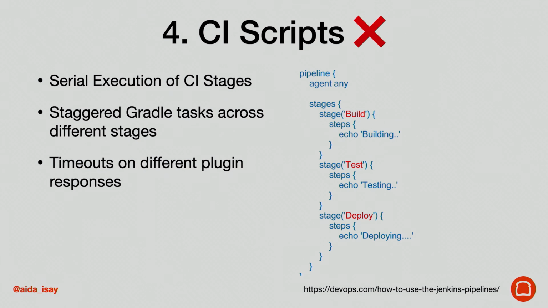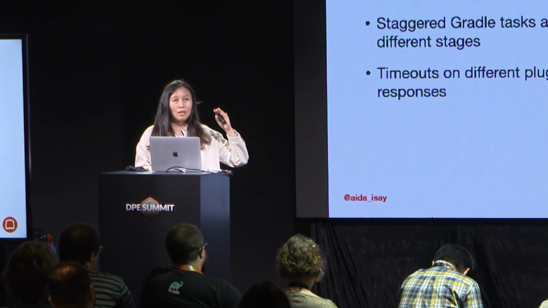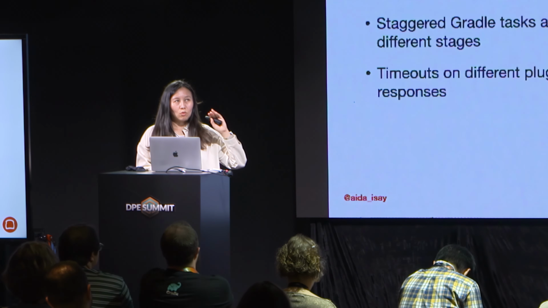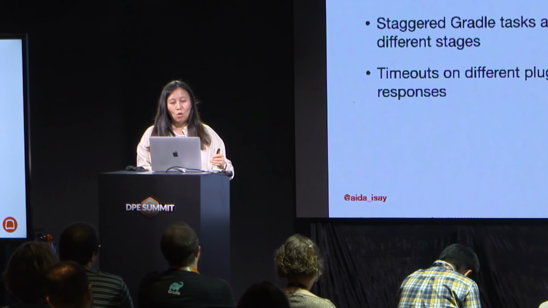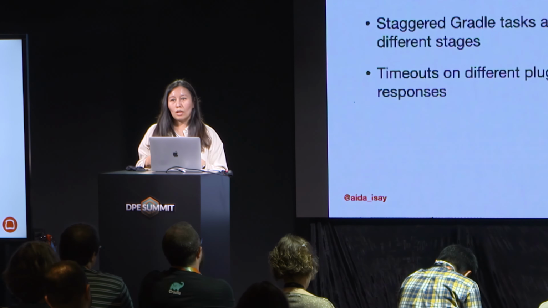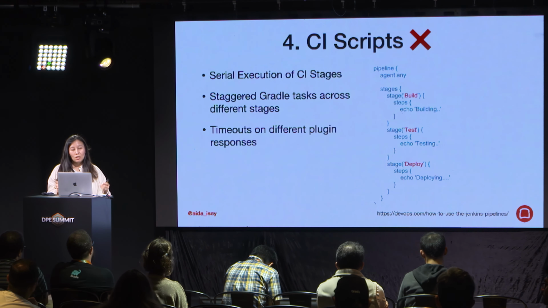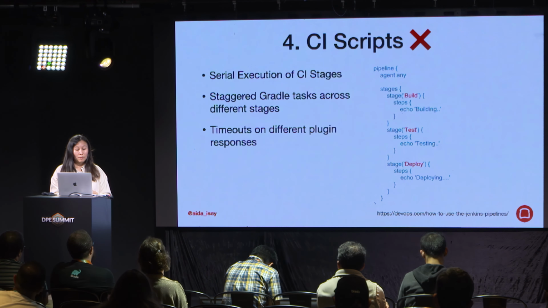We also noticed our Gradle tasks staggered across different stages. Let's say in one stage, the build stage, we're compiling our build, which means we're compiling all of the tasks in it. All of a sudden, in a different stage, we're recompiling again, but this time around we're recompiling the tests. So why are we doing the same work all over again? That was an interesting finding there.